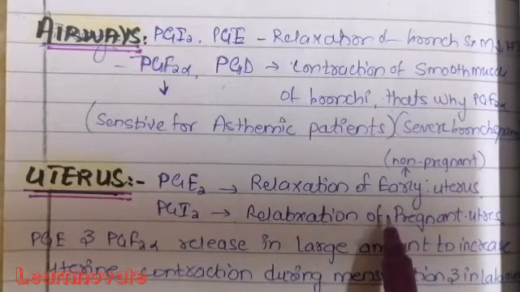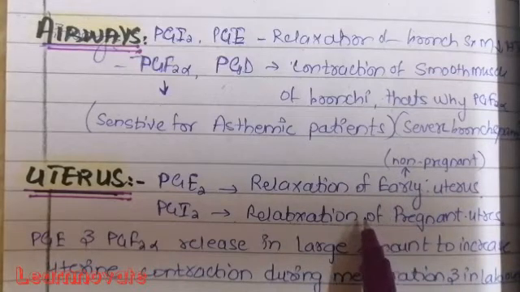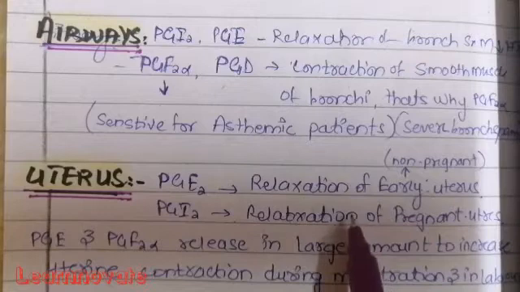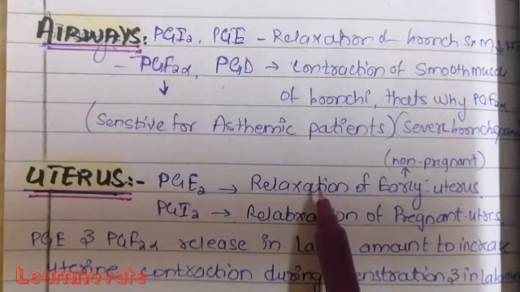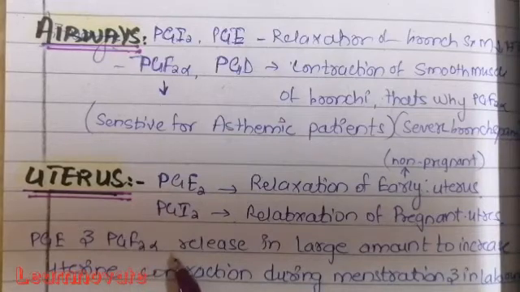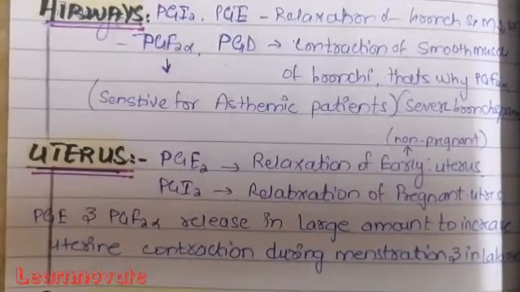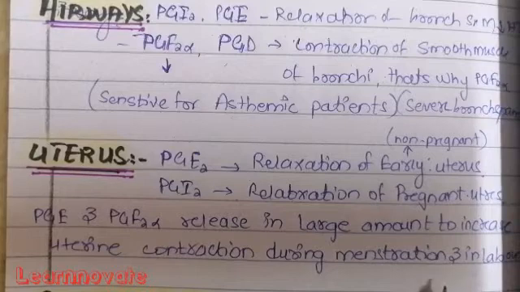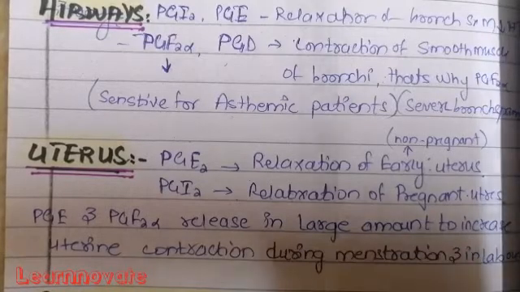In both ways, they are going to cause endometrial contractions to increase, and there will be more and more uterine contractions. While prostaglandin E and prostaglandin F2 alpha release large amounts of uterine contractions during menstruation and during labor. So that's why they help both the non-pregnant and the pregnant uterus in labor and menstruation.